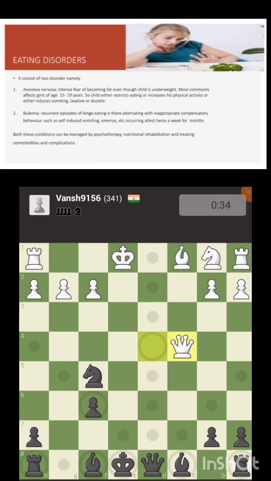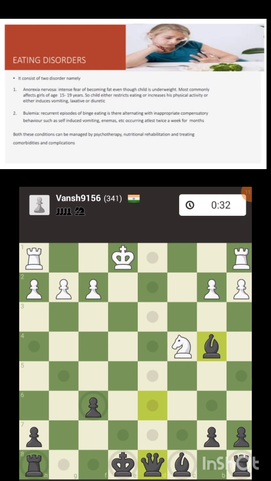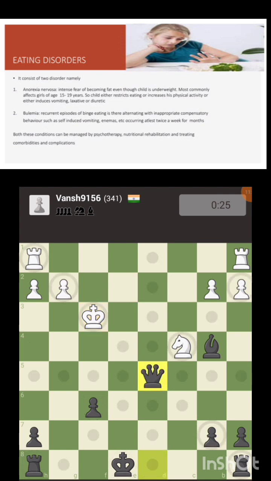Eating disorders are basically of two types: anorexia nervosa and bulimia. Anorexia is the fear of becoming very fat, even though the patient is underweight, mostly affecting girls 5 to 19 years. Bulimia is when they eat a lot of food and purposely self-induce vomiting, which occurs at least twice a week for months. Both of these are managed with psychotherapy, nutritional rehabilitation, and treating all the comorbidities and complications.